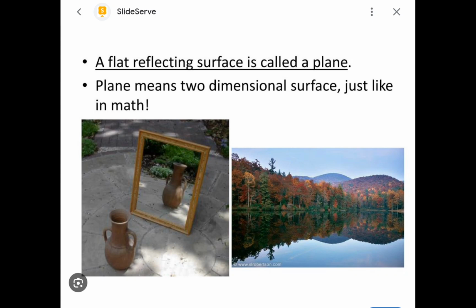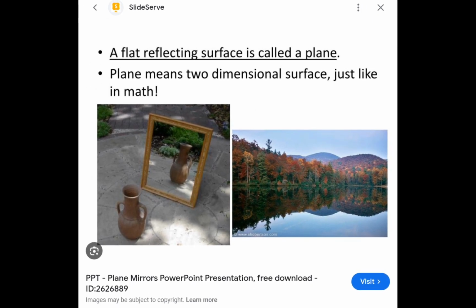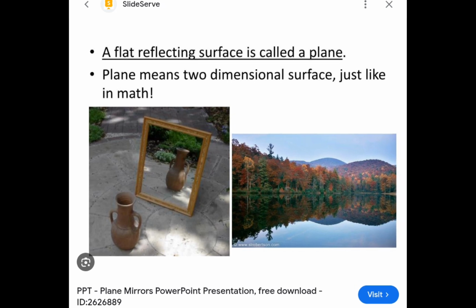This is the second picture of plane mirror. A flat reflecting surface is called a plane. Flat surface, reflecting surface is called a plane. Plane means two-dimensional surface.